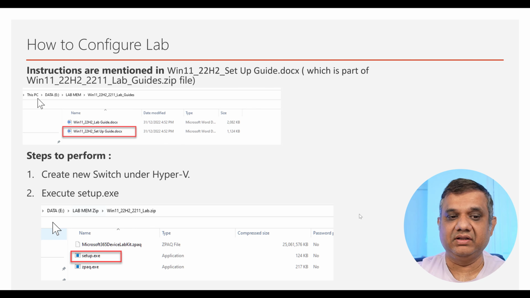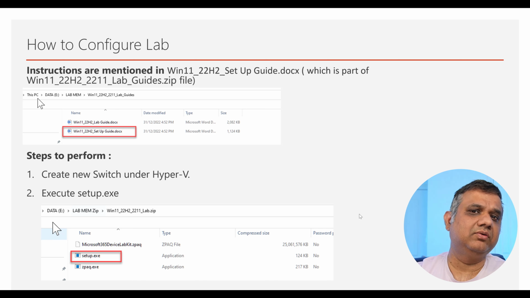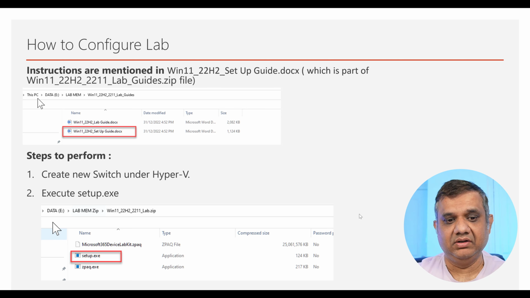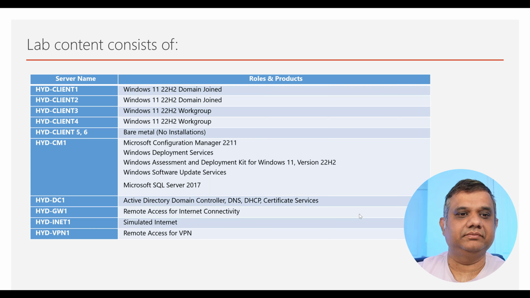So how to configure the lab? For configuration, we have to create a switch on Hyper-V, which I will be showing you very soon. It's very easy. And second, you just need to click on setup.exe. It will extract the complete lab, which is somewhere around 25 GB. It requires an application, so Zpack.exe is already there. You don't have to do anything. I would say 2 jobs to do: on Hyper-V, configure the switch manager, and second, click on setup.exe. That's it. Everything will be configured for you.